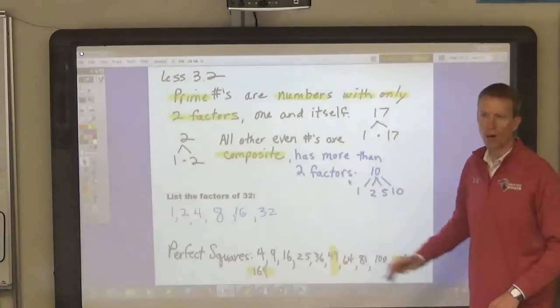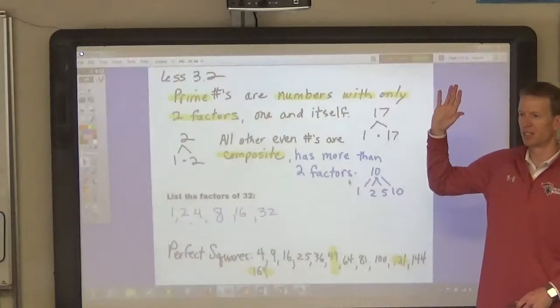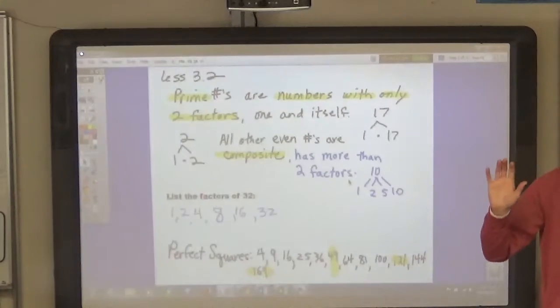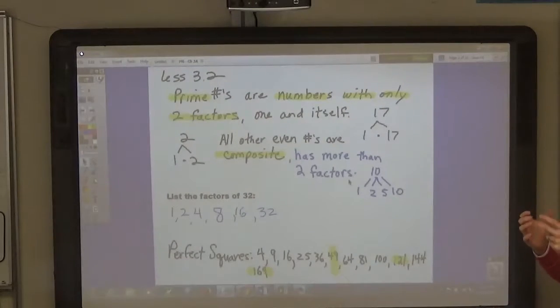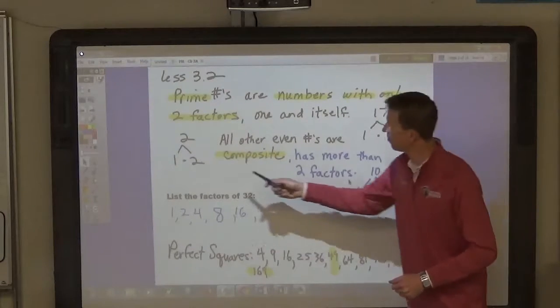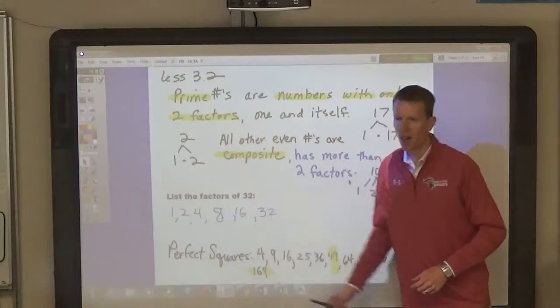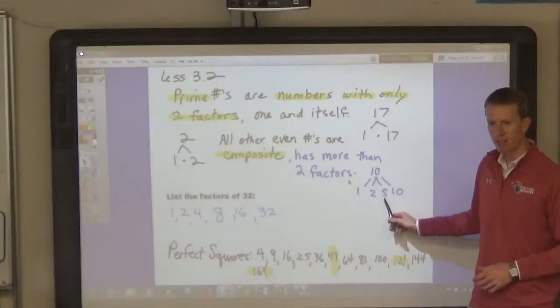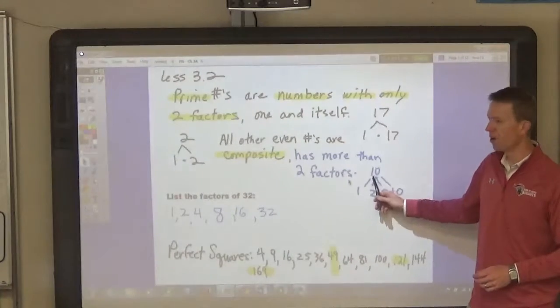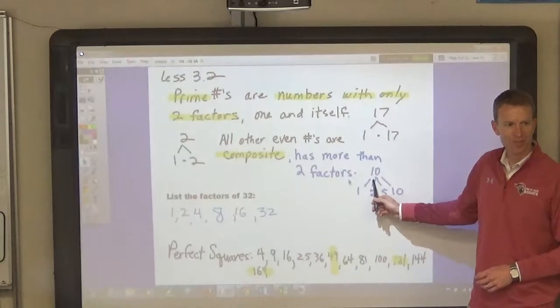Okay? Or, how many of you like science? I love science. When you are in chemistry and you're making the molecule of something, you use elements, right? Elements make up compounds in science, right? You heard that before? Elements and compounds? Factors, prime factors like these, are like elements in science. 1, 2, and 5 are elements that you can use to make the compound 10. Okay?